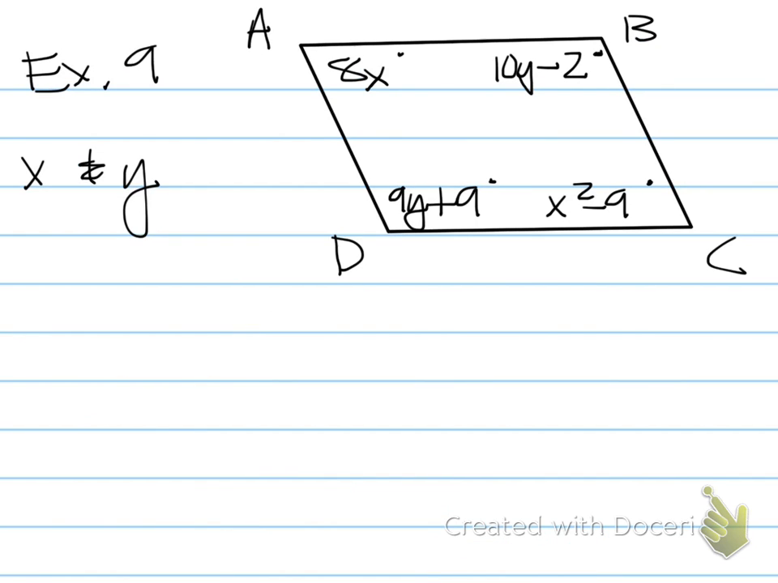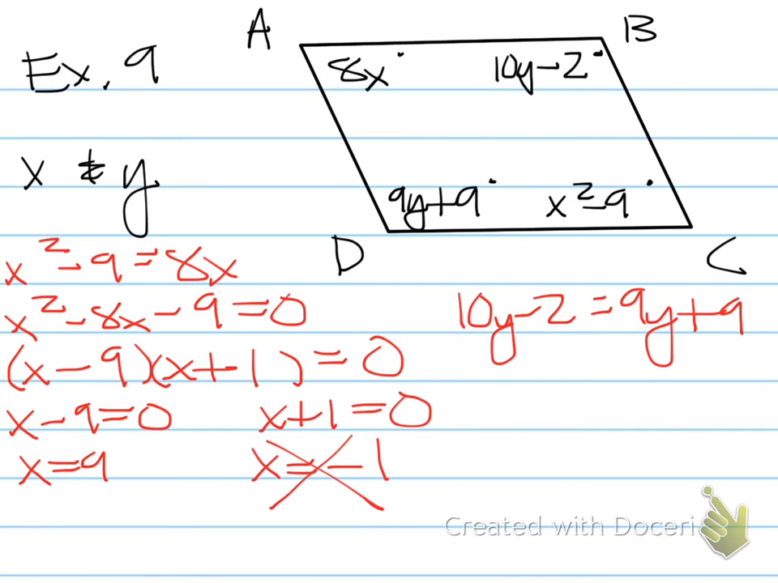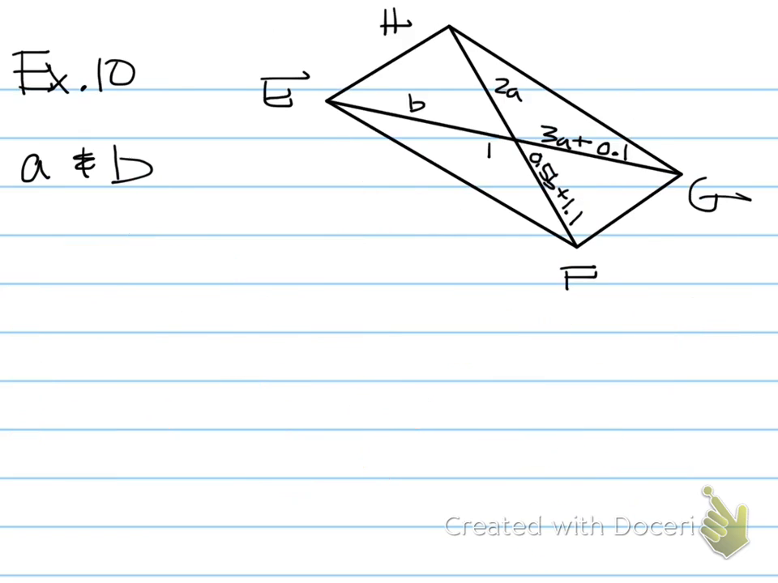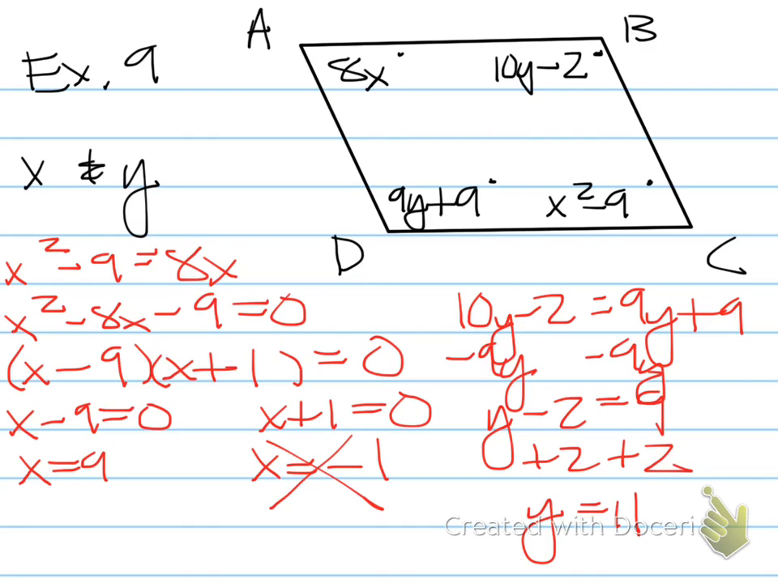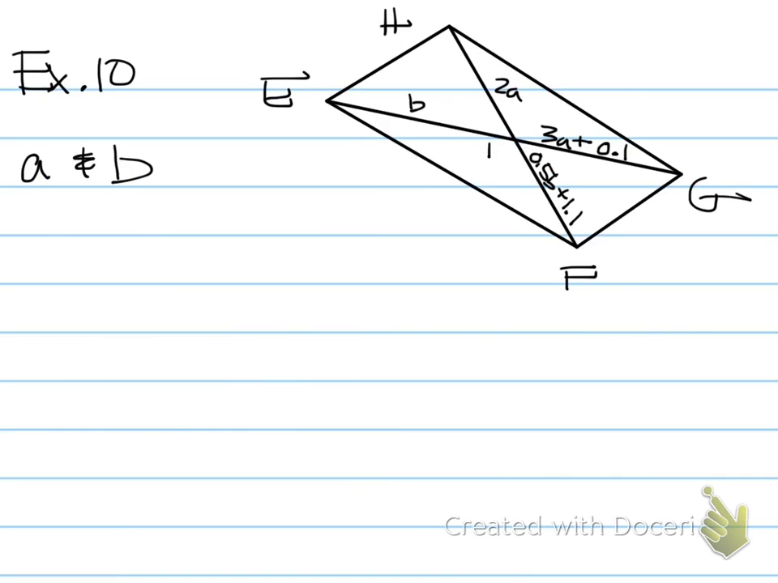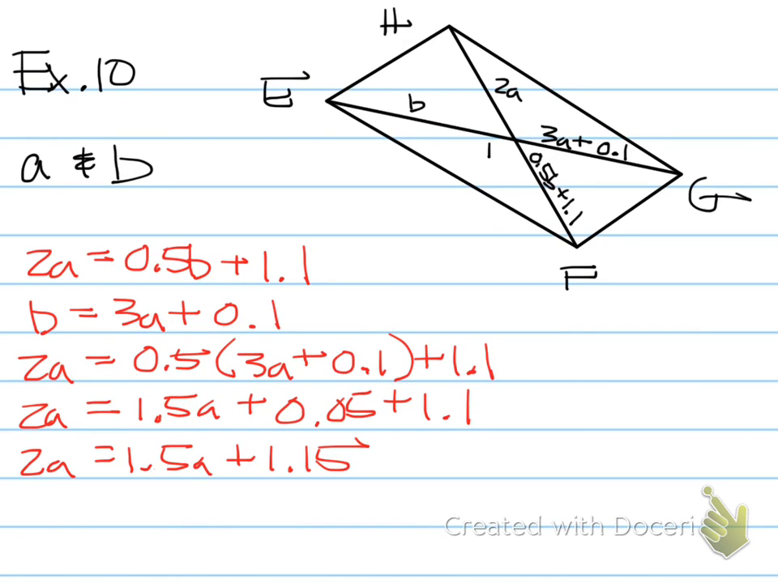And then lastly, we've got example 9. Example 10, we've got 2a equals 0.5b plus 1.1. Skip this one also because we were actually given values for a and b.